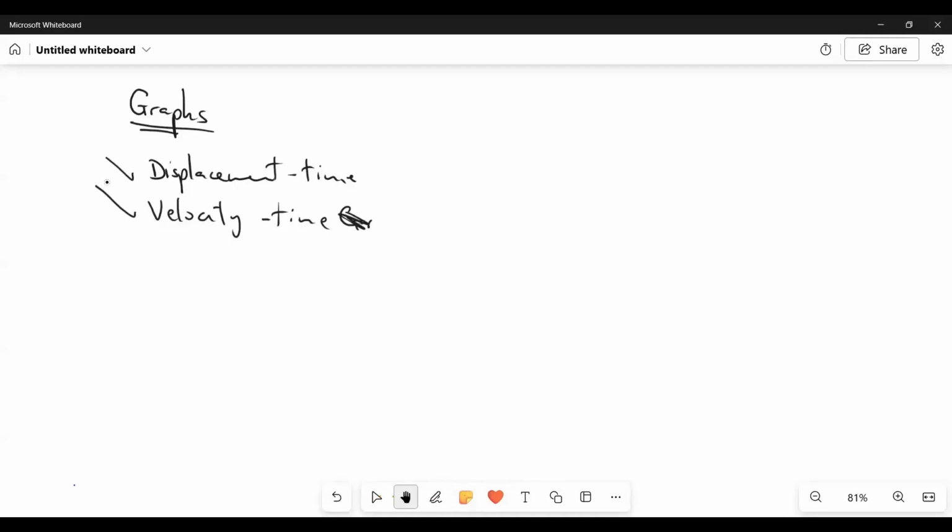And as I said, depending on the situation, the word displacement can be used interchangeably with distance. Because if you're going in one straight line, the distance from, let's say, point A to B is the same as the displacement, right? So at that time, you can use the words displacement and distance interchangeably.